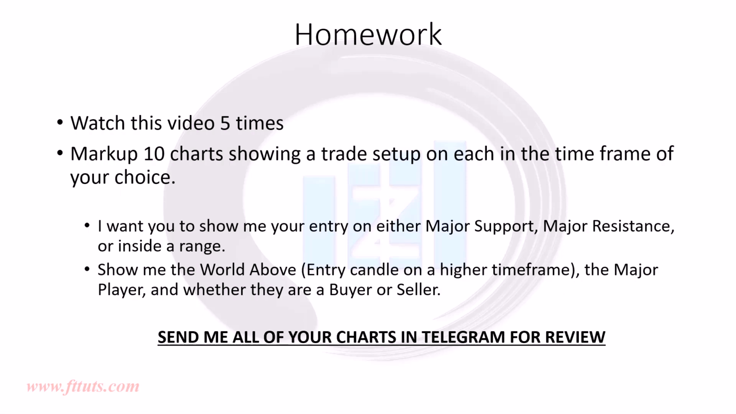And then I also want you to show me just the chart with the world above, and I want you to identify the major player and tell me whether they're a buyer or a seller. And based on whether they're a buyer or a seller, your other chart should definitely either be a buy or a sell. Okay, does that make sense? I want you to show me that you are trading with the overall trend is what I'm trying to say. Okay, so sorry, a little bit of double homework on this module, but hey, you didn't get any homework at all on last module, so it's about a wash.